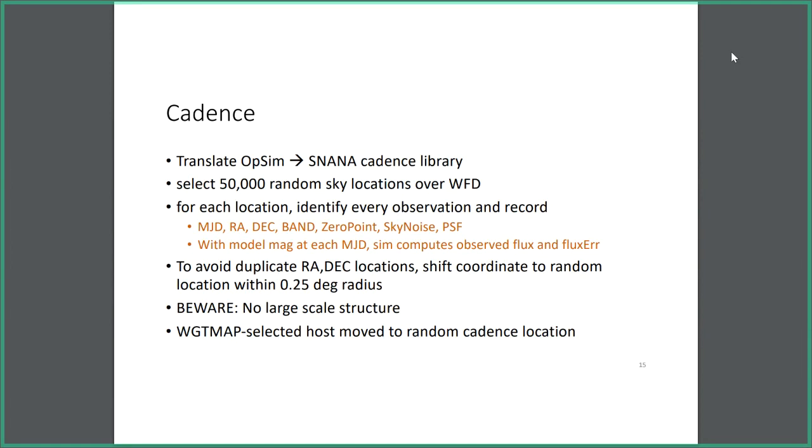Now, of course, with 50,000 locations, we're generating over 100 million events. There would be a lot of duplicate RA, Dec locations. So we shift the coordinates to a random location within a small radius so that you don't get duplicate RA, Dec locations. There's no large-scale structure, so don't try to look for that. And the selected host from the host library is just moved to this random location. So the galaxies are representative, but we don't literally use their coordinates.